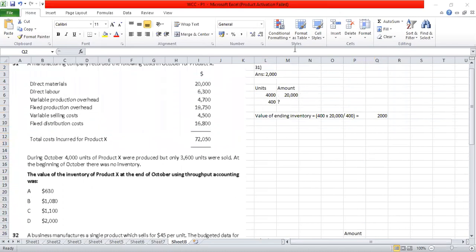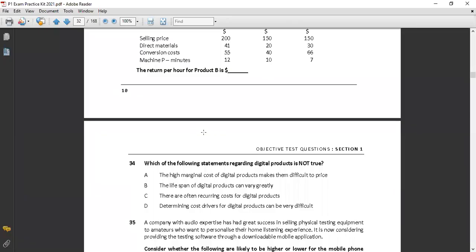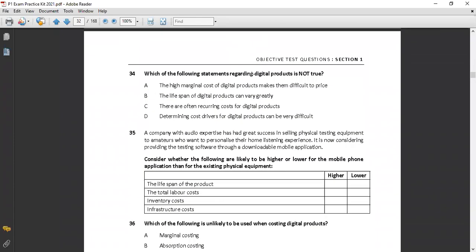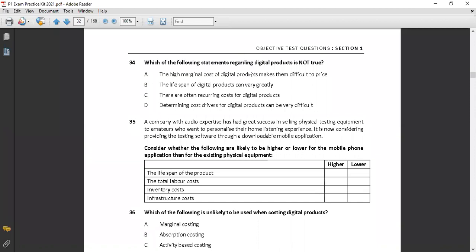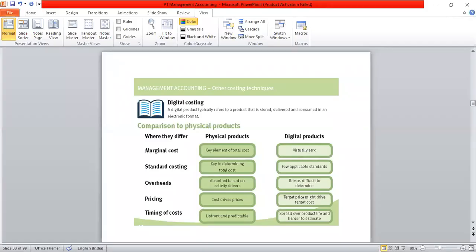Yeah, ma'am, I got it. Thank you, ma'am. So when we go to the file, that's the last question on throughput. But the next topic starts from question number 34. So we are going back to the PPT. So let's go back to the PPT and then, just a second.